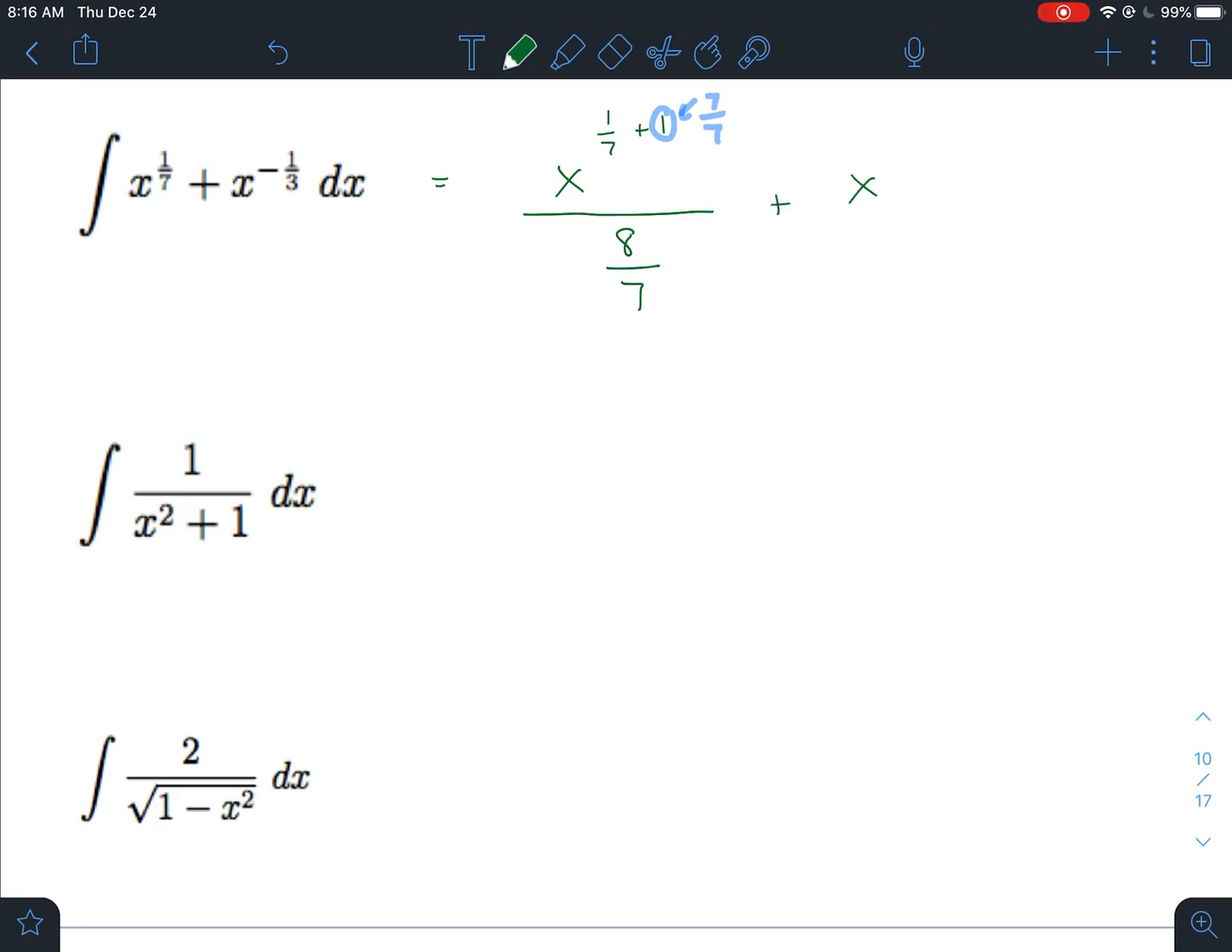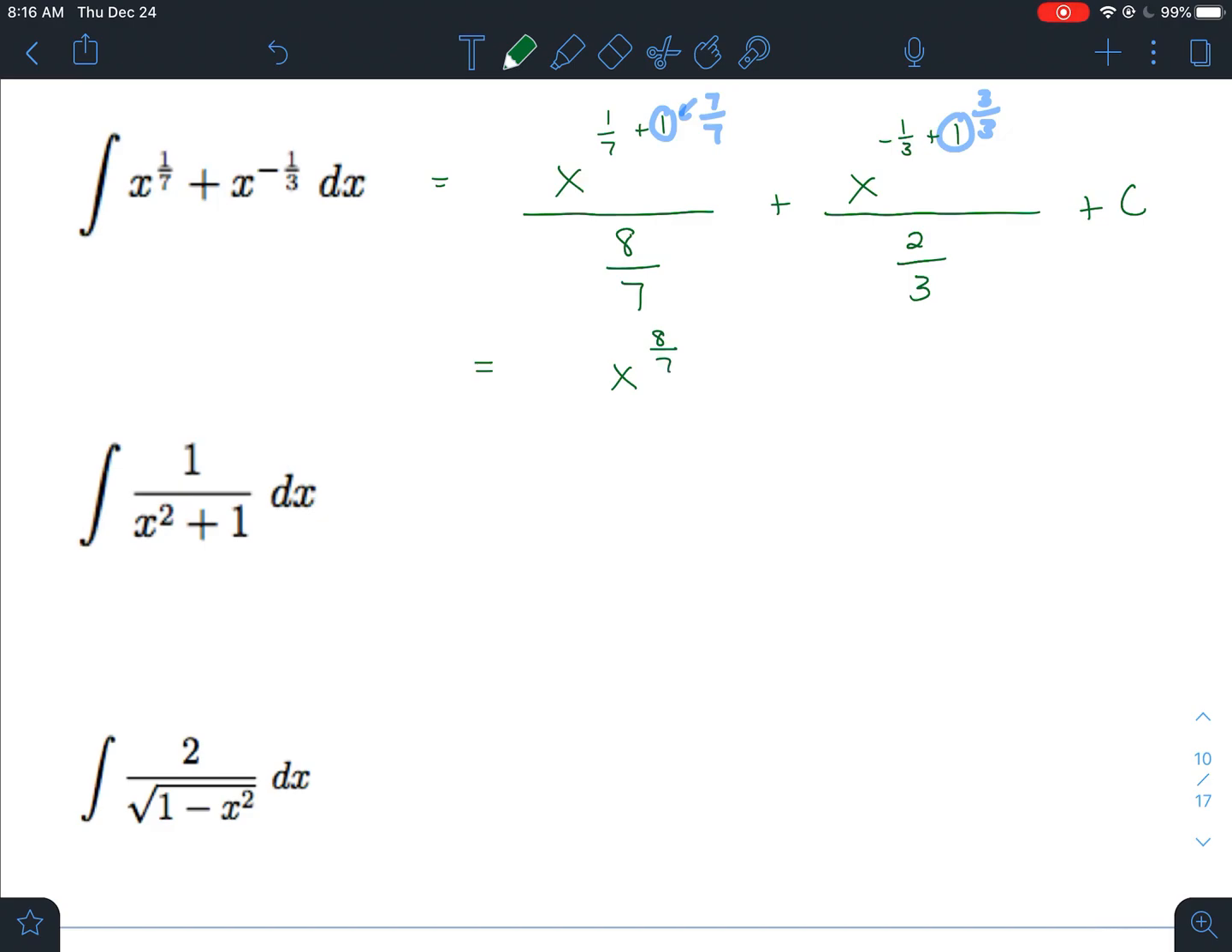Then plus x to the negative 1/3, and then I'm going to add 1 to that. Well, if I'm going to add 1, the common denominator is 3, so it'll become 3/3. And negative 1/3 plus 3/3 would become 2/3, so I'm going to divide by that new exponent of 2/3, and then plus c.